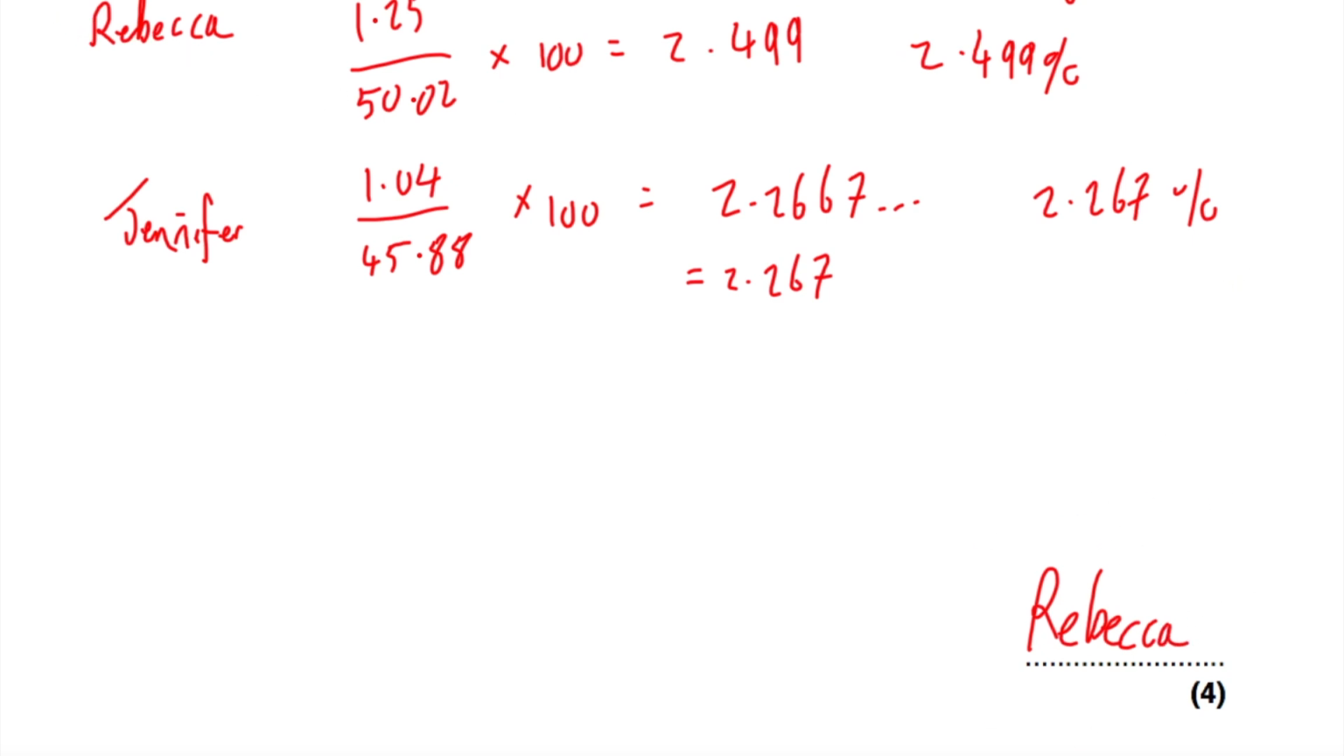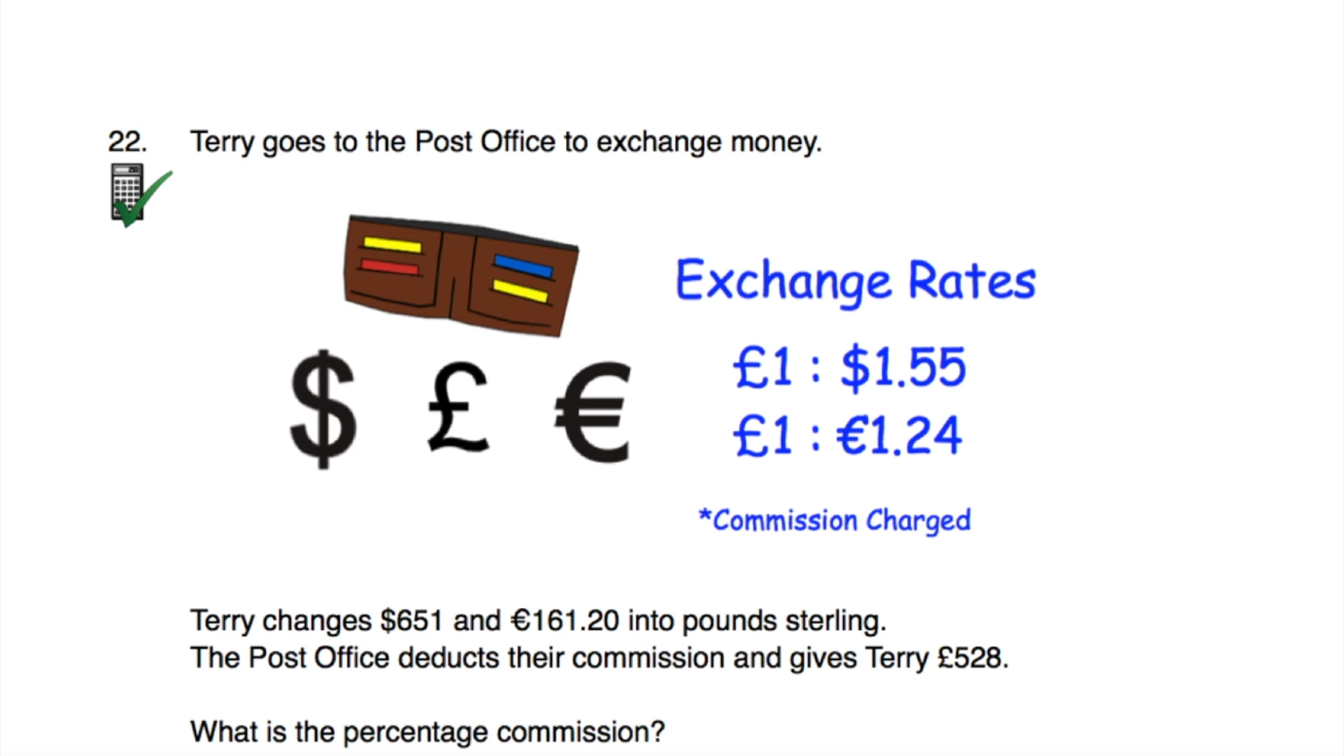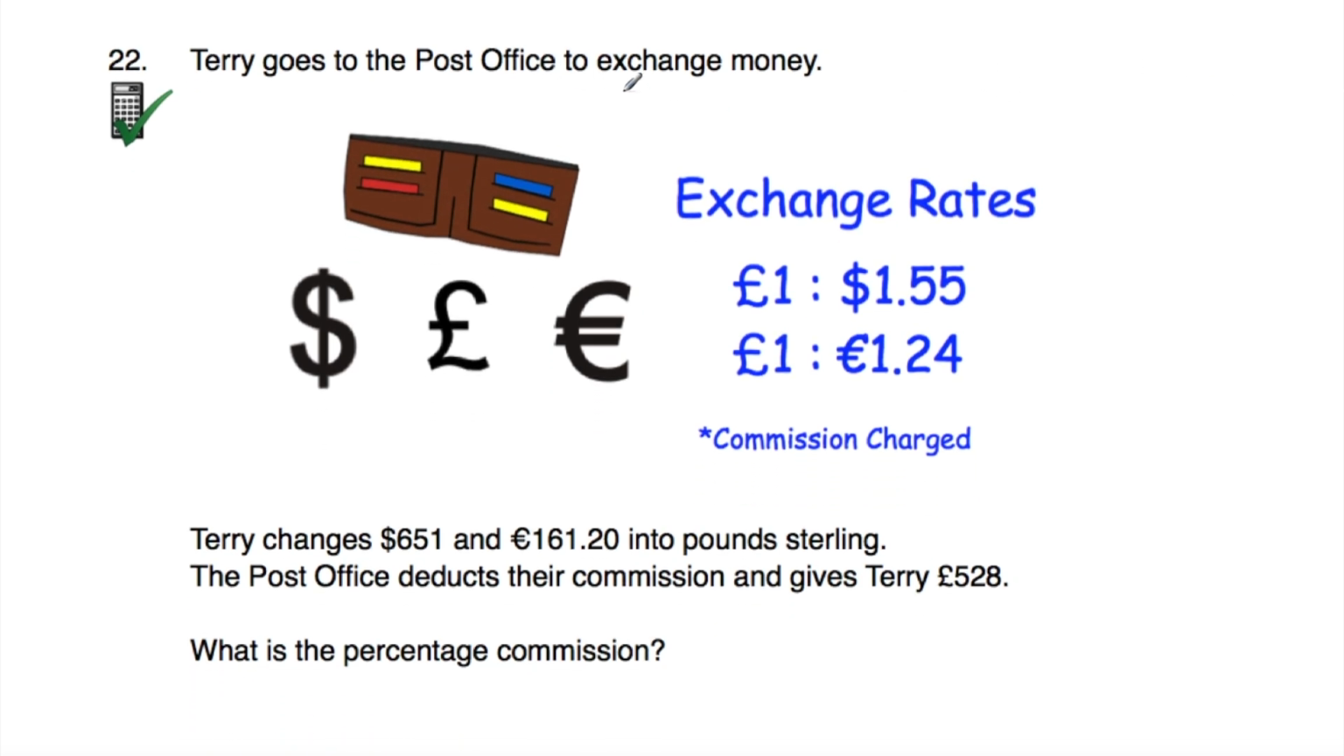Okay, let's look at our next question, question number 22. Question number 22 says that Terry goes to the post office to exchange money. And these are the exchange rates. £1 gives you $1.55, and £1 gives you €1.24. And there's also commission charged. Terry changes $651 and €161.20 into pound sterling. The post office deducts their commission and gives Terry £528. And the question says, what's the percentage commission?